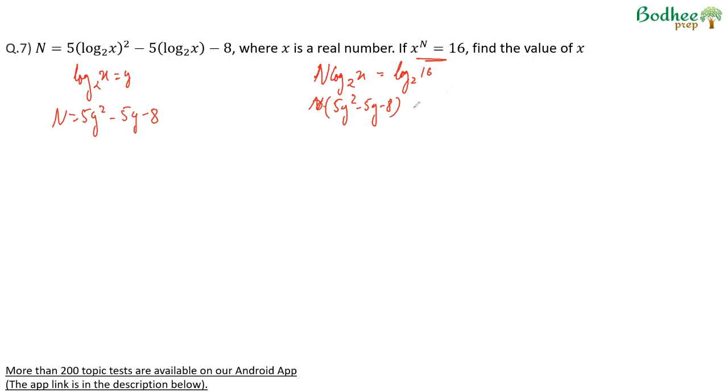Log of x to the base 2, which is y itself, is equal to log of 16 to the base 2, which will be 4, because 2 raised to power 4 is 16. And therefore, 5y cube minus 5y square minus 8y plus 4 is equal to 0. Find the value of x is what we have to do.